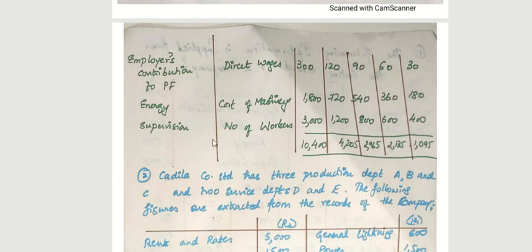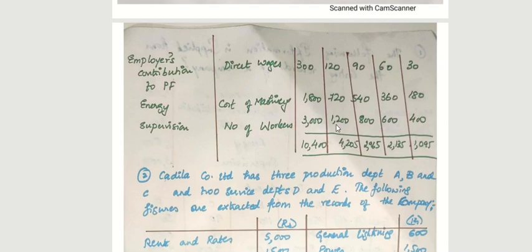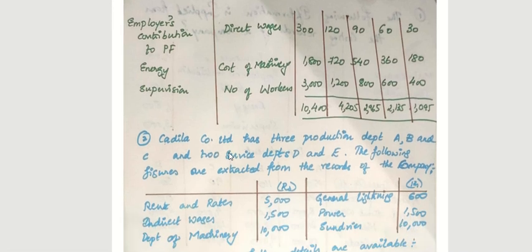Then you have your supervision. Supervision will be apportioned based on number of workers. So number of workers ratio is 6:4:3:2. So 1200, 800, 600 and 400. So moving on to your next question.